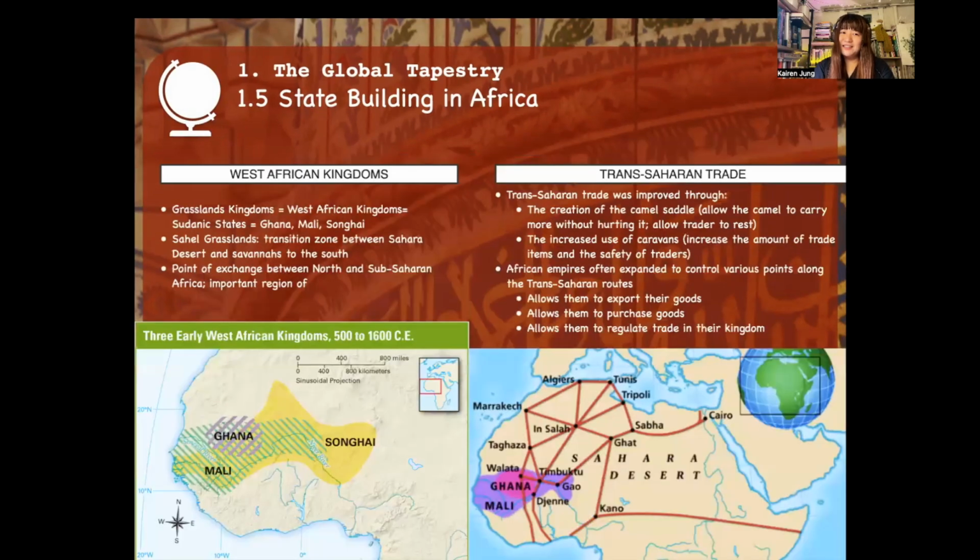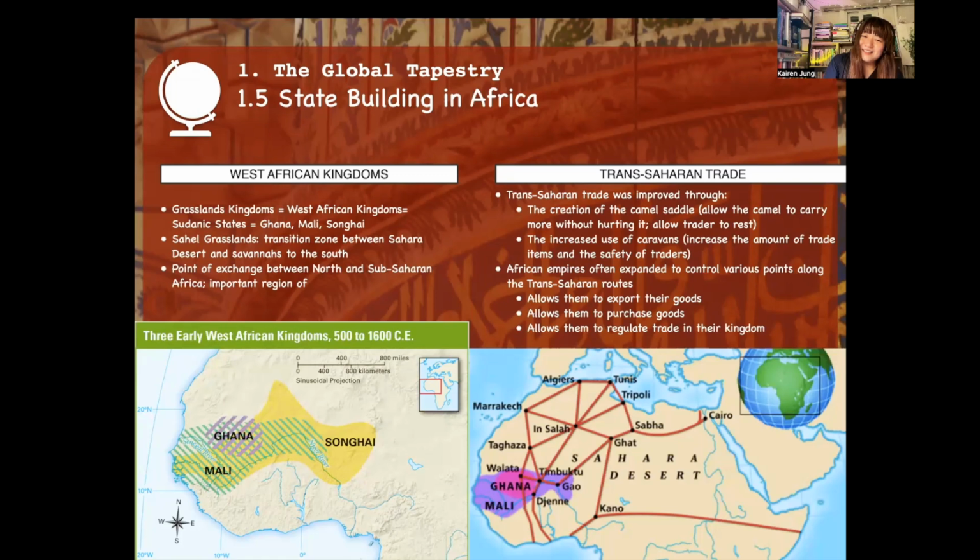The West African kingdoms, you had the three main early West African kingdoms, Songhai, Ghana, and Mali. The Grasslands kingdoms is also what they're called. The West African kingdoms is what they're also called. And the Sudanic states is also what they're called. All of these terms mean the same thing. They refer to Ghana, Mali, and Songhai.